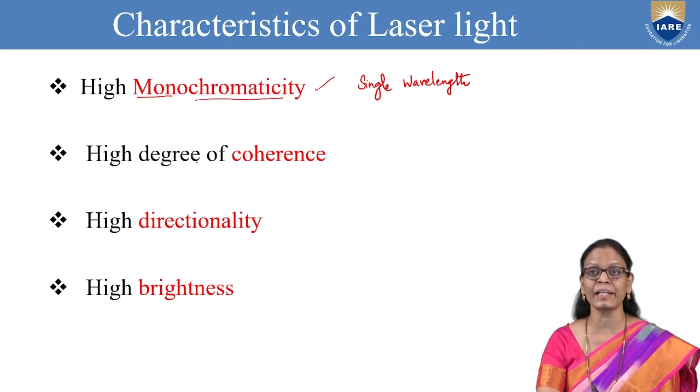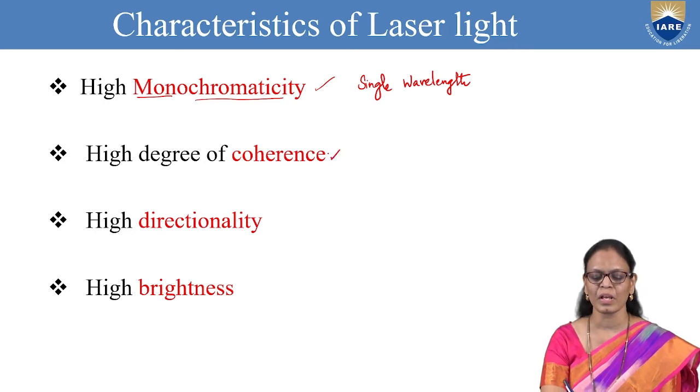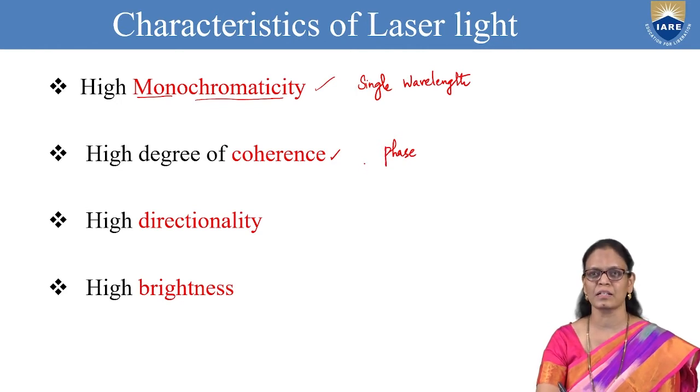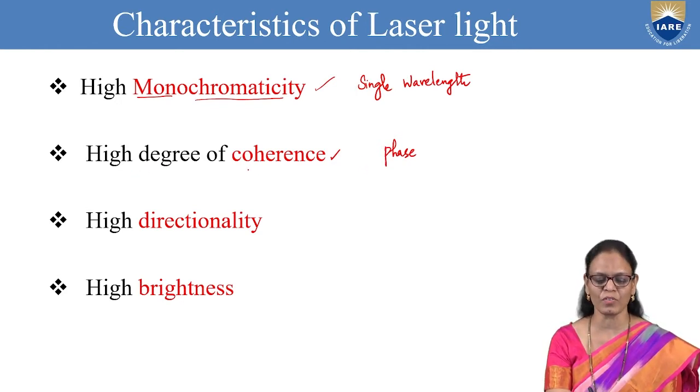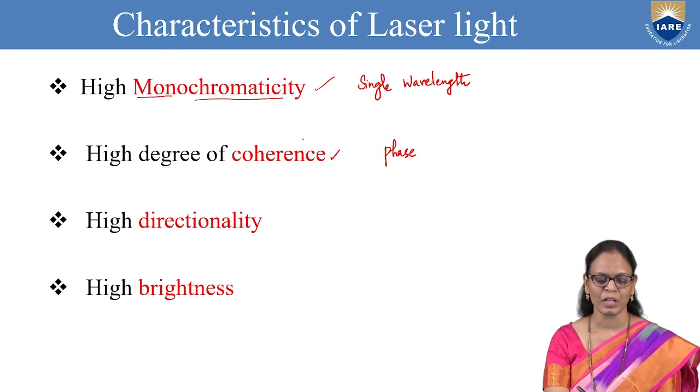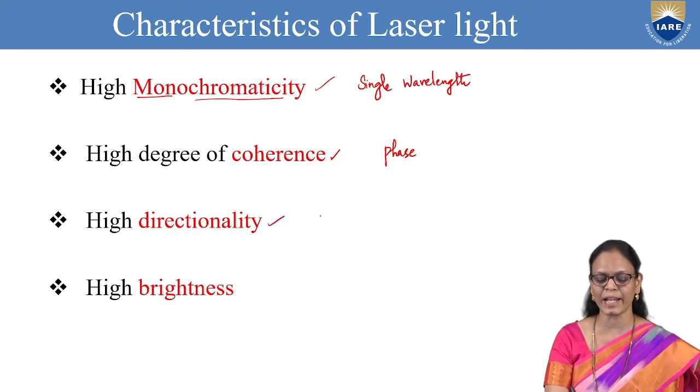Then comes the high degree of coherence. Coherence is always related to phase. Phase here means the state of vibrations of the particles. So, high degree of coherence means whatever light is emitted by laser will be coherent. It will be in the same phase. Then, high directionality. Directionality means I can say it is unidirectional.